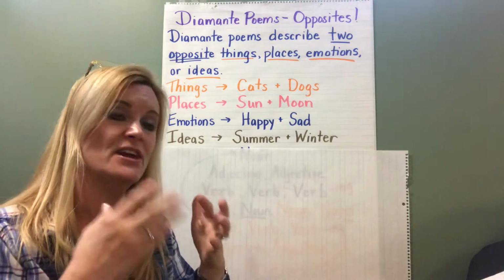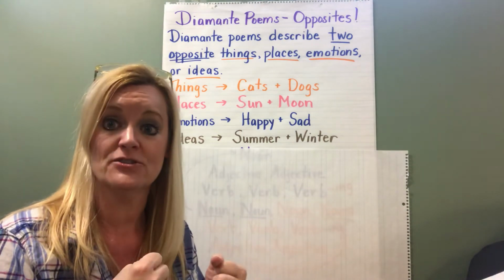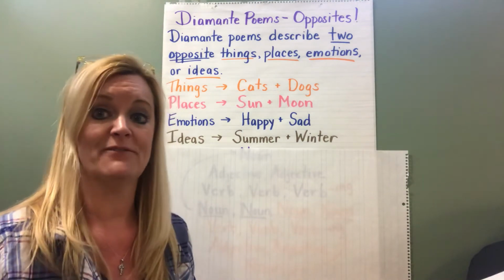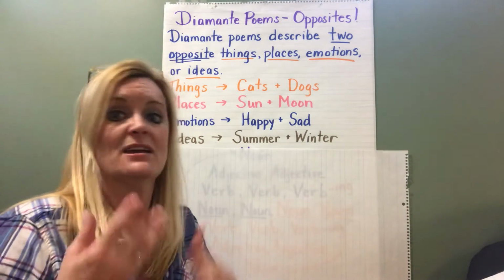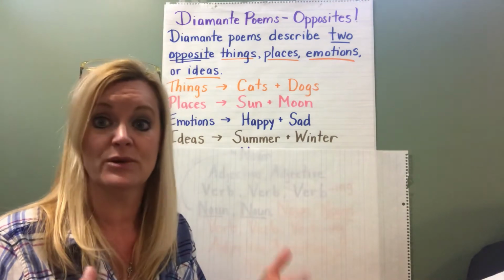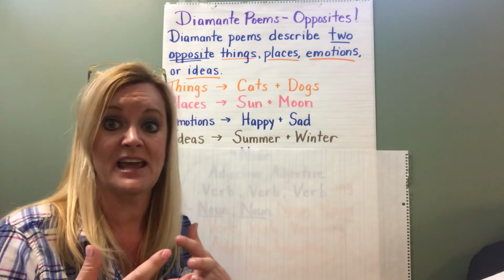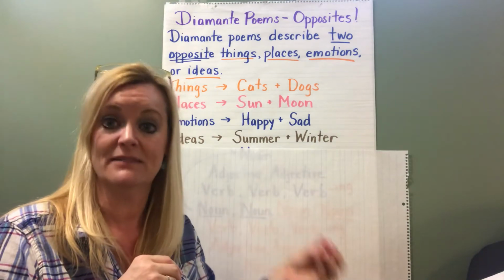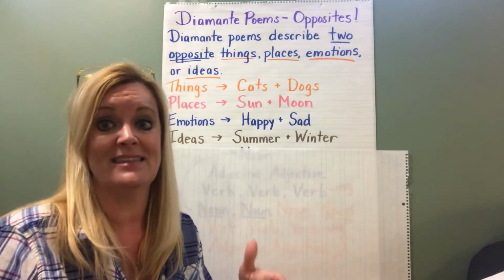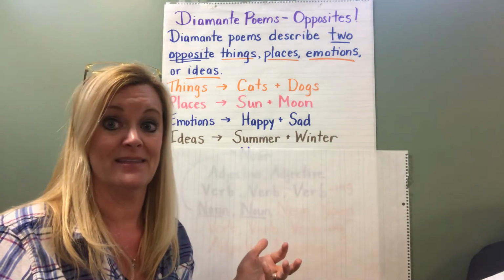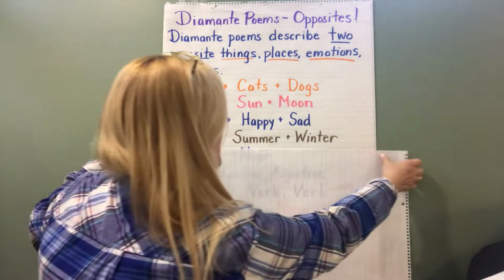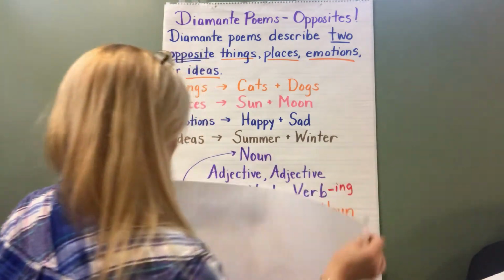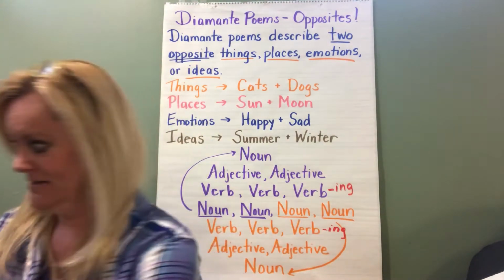So you always want to think of two words in your head first before you start your poem that have to do with opposites. And they can be about things in nature, they can be about real things, just like haikus and cinquains. The rules varied a little bit. Haikus were mostly about nature. Cinquains can be about anything. Diamante poems can be about anything too. So let's take a look at the recipe for our Diamante poem.